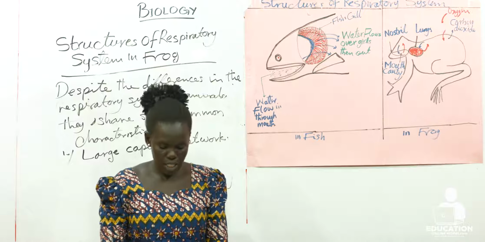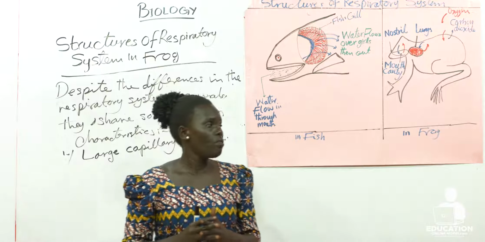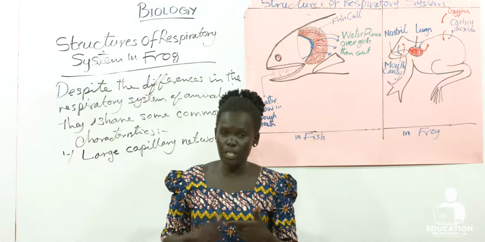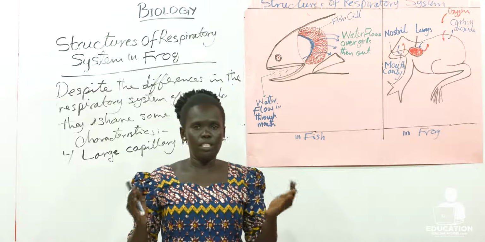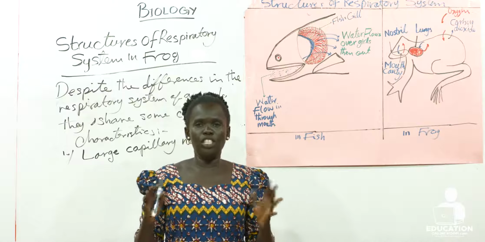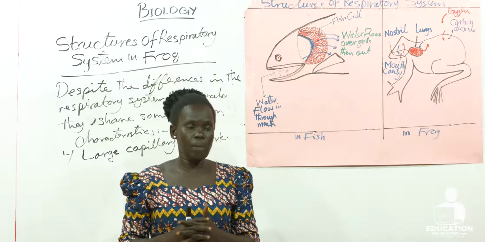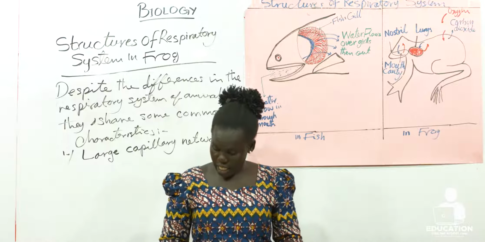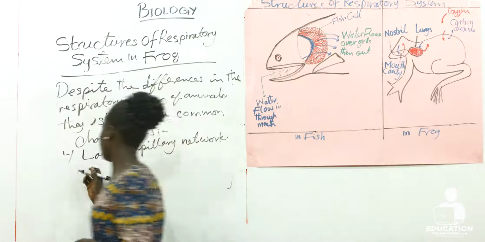So in these 4 types of vertebrates we talked about, the human being, the frog, the birds, and fish, there's gas exchange. Normally, the surface where gases are exchanged is well equipped with blood capillaries. The second characteristic is that gas exchange surfaces are thin and moist.